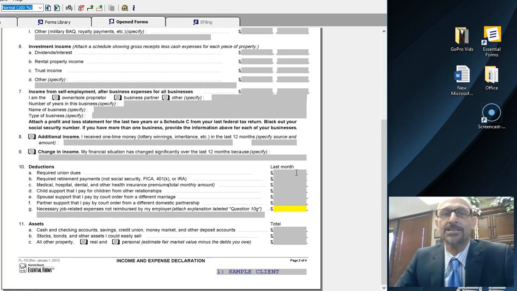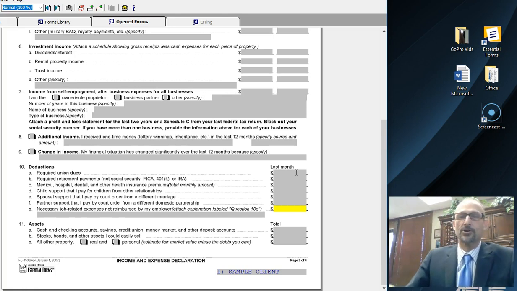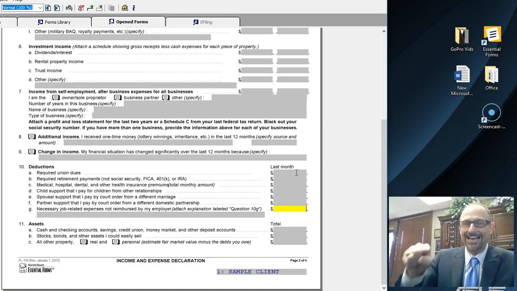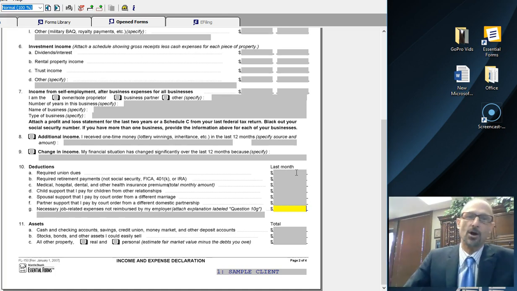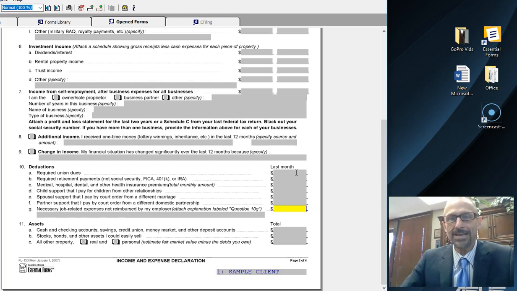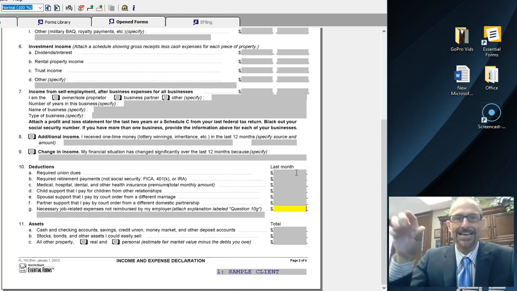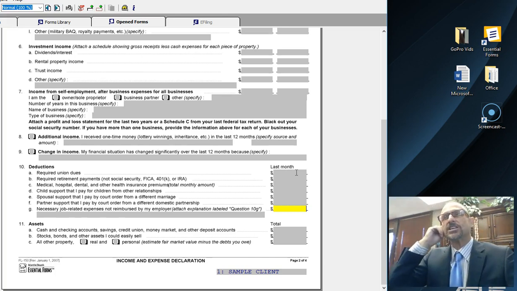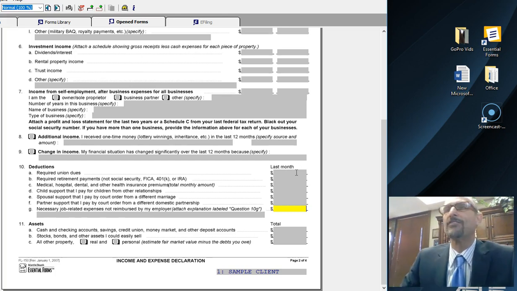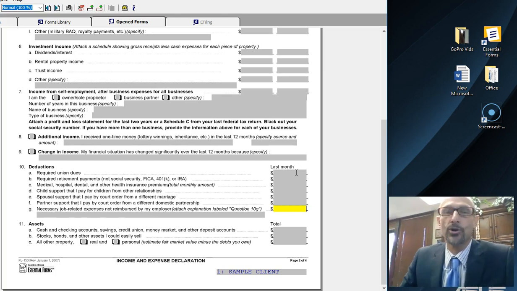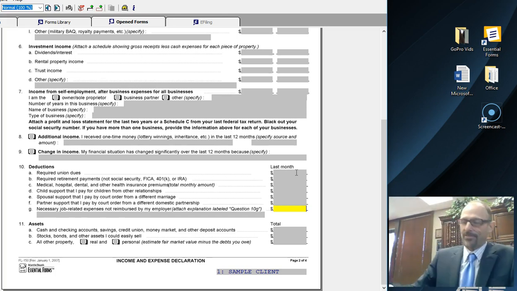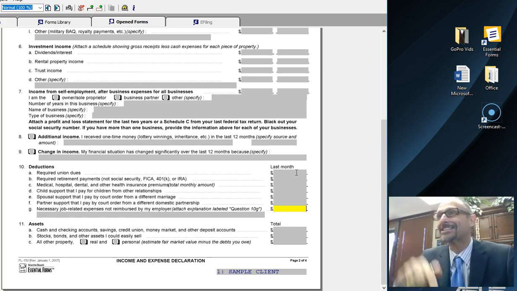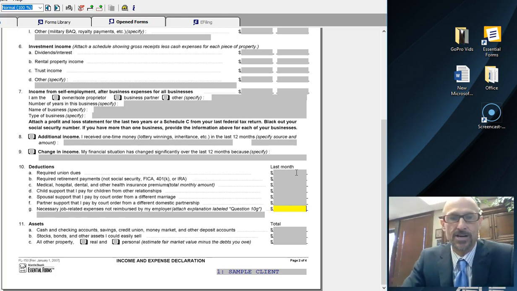Necessary job-related expenses not reimbursed by your employer. Now, if you're self-employed, that information does not go here. That's going to go up in the section 7. This is talking about, for example, if you're a police officer and the agency that you work for makes you pay for your own weapon or your own Sam Browne belt or whatever it is that you have to buy, that's the money that goes in here. That's the expense they're talking about here.